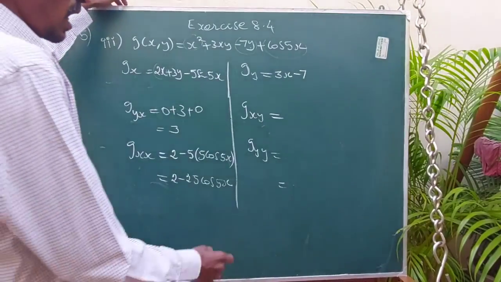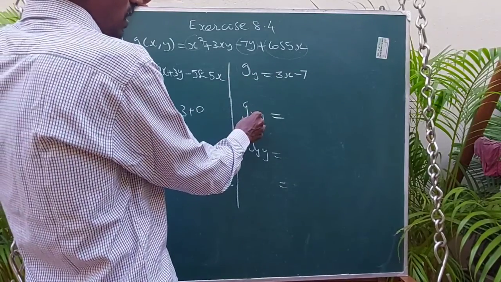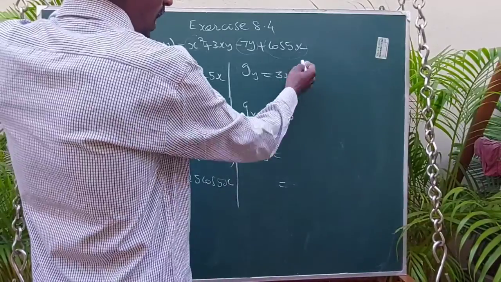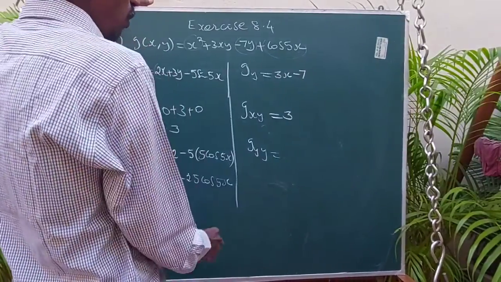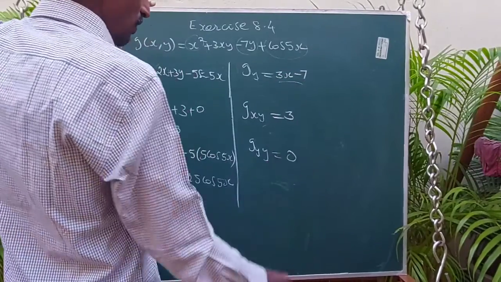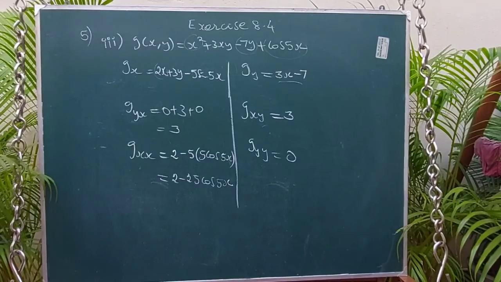Okay, g of xy, first with respect to y, again with respect to x. So 3 into x, differentiation of 1, it is a constant, differentiation 0. G of yy means again with respect to y. So both are constant, differentiation 0. So these are the answers.